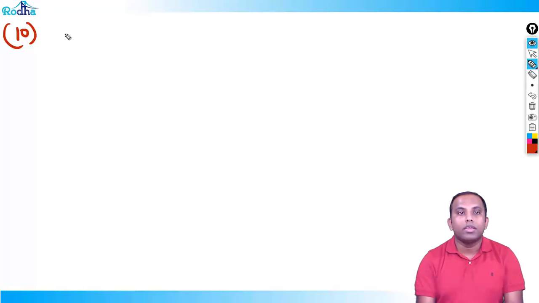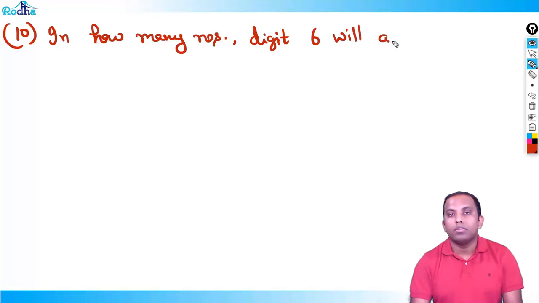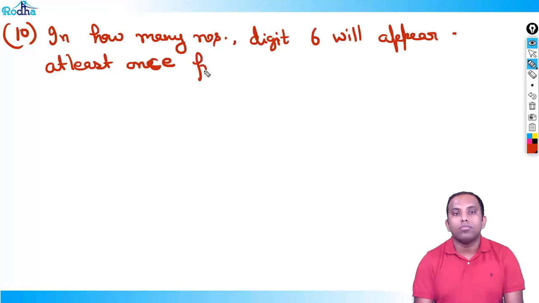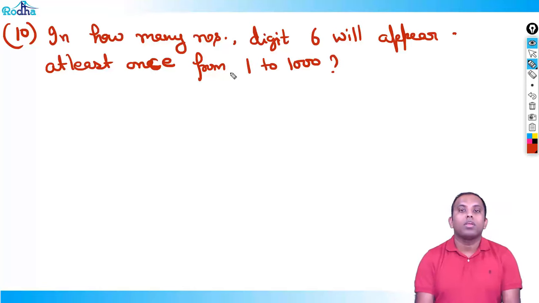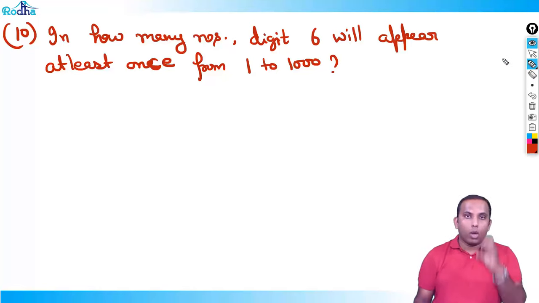I should write: in how many numbers will digit 6 appear at least once from 1 to 1000. Okay, now this is a good question. This is a real good question, right? How many numbers from 1 to 1000 have the digit 6 appearing at least once?